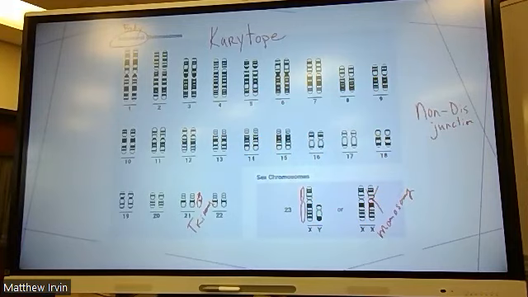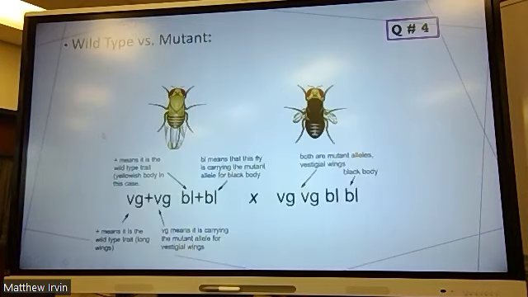Can you impregnate yourself? No, you cannot do that. All right, but you can have people who look genetically male and have a baby.